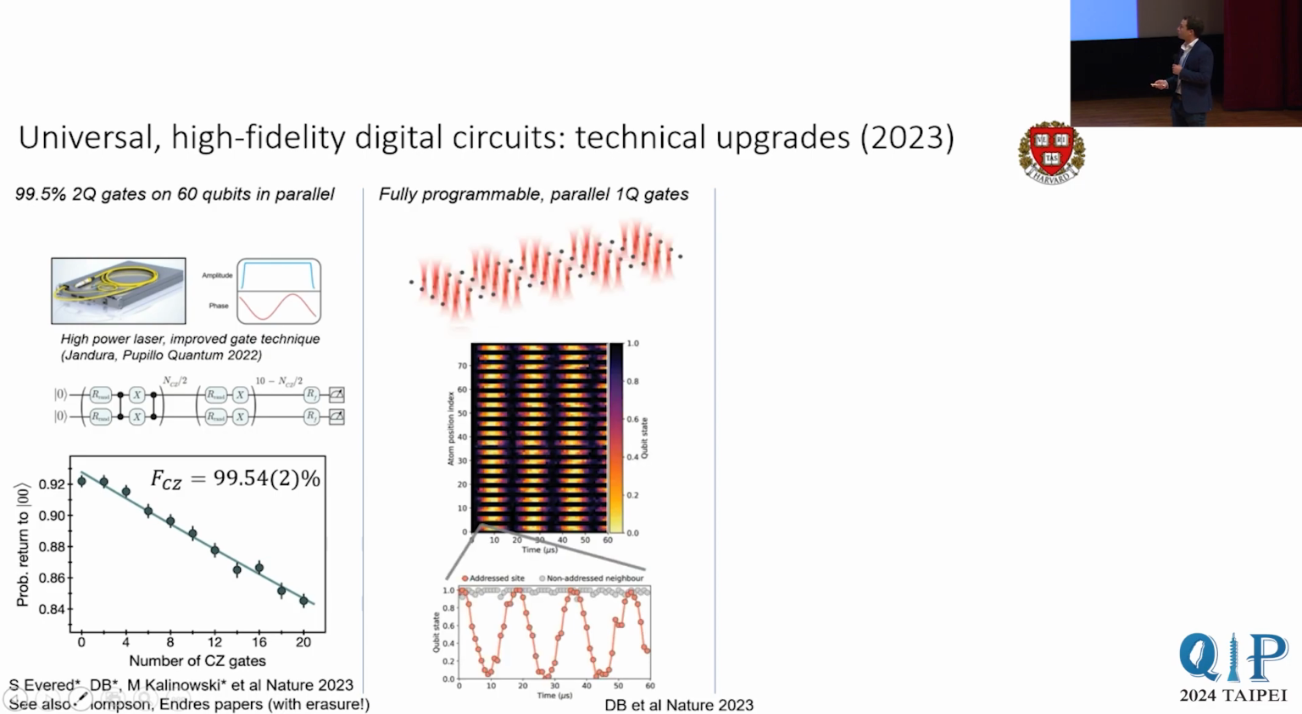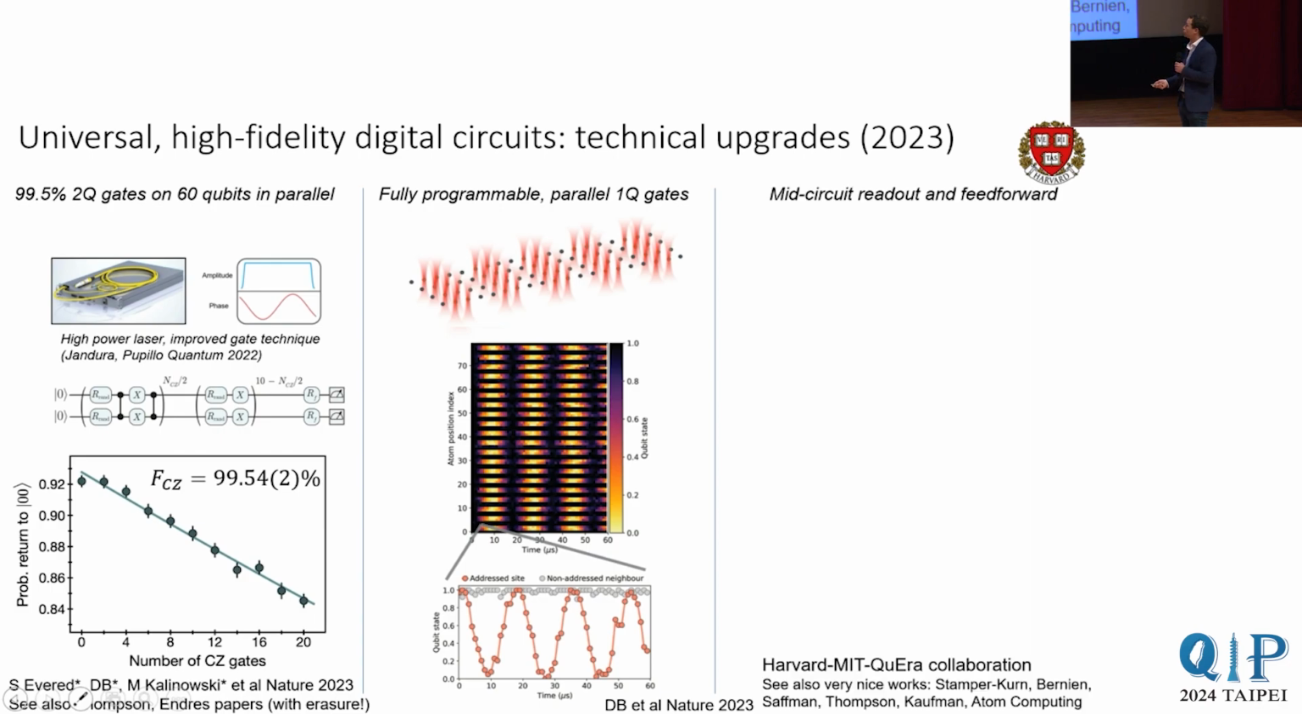We also now have the ability to do fully programmable but also parallel single qubit gates. We use another AOD that we send our single qubit laser through. And what this allows us to do is, in principle, any arbitrary single qubit rotation on any atom that we want. But also, with these AODs, we can make these rectangular grids. And then in just a single parallel step, we can, for example, do a Hadamard on half of our atoms. And for something like quantum error correction, this is a very powerful tool.